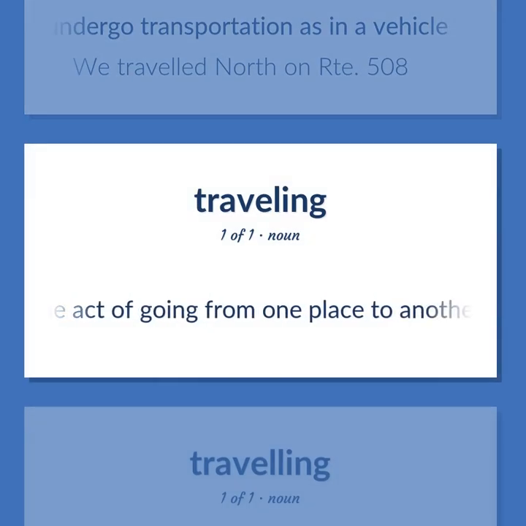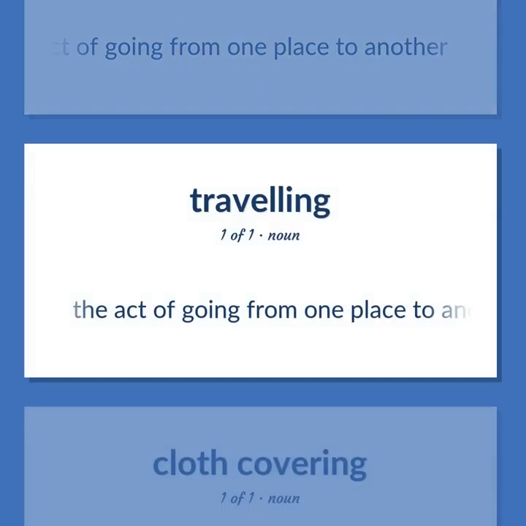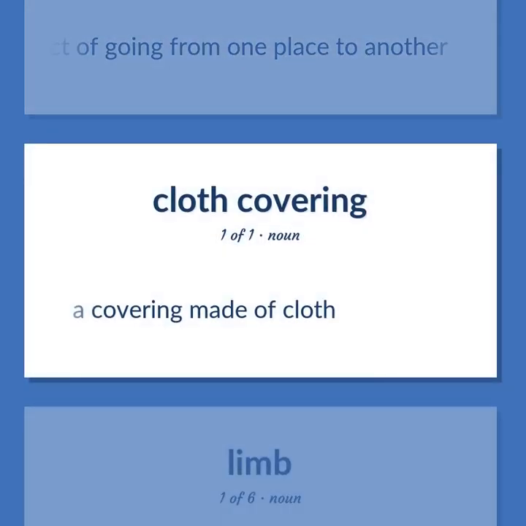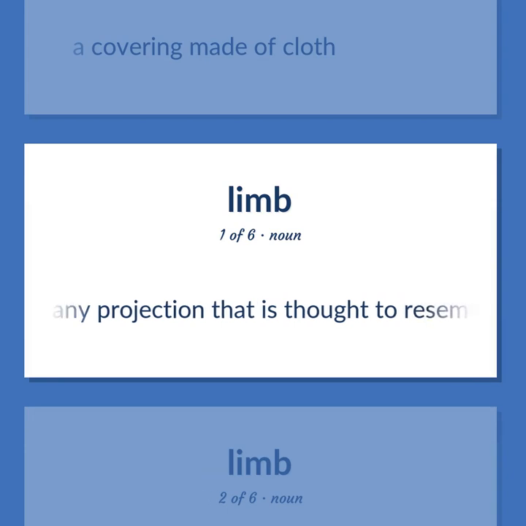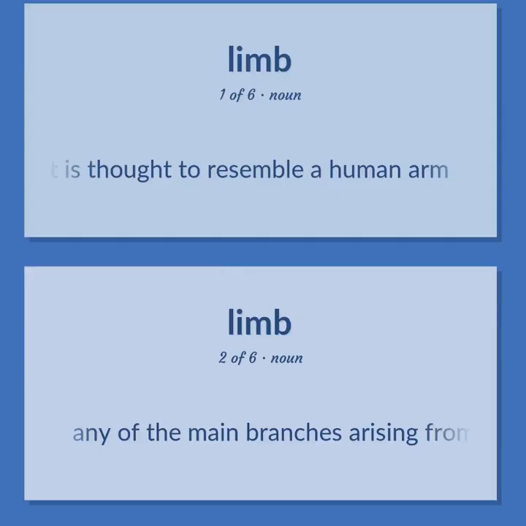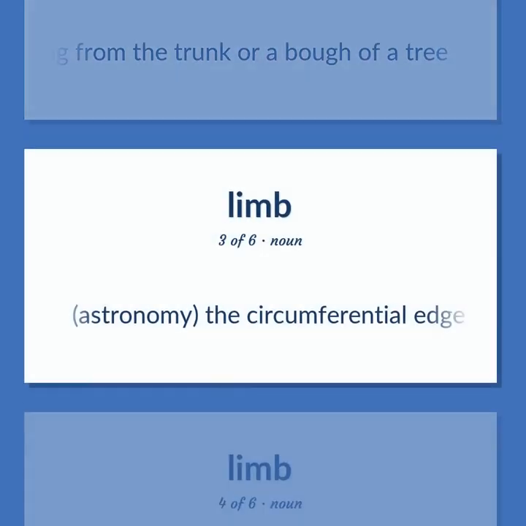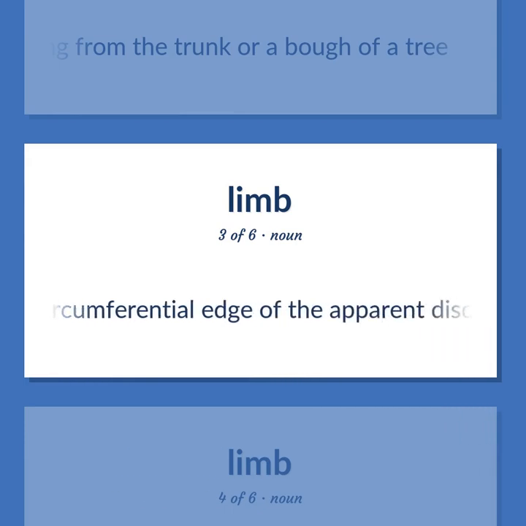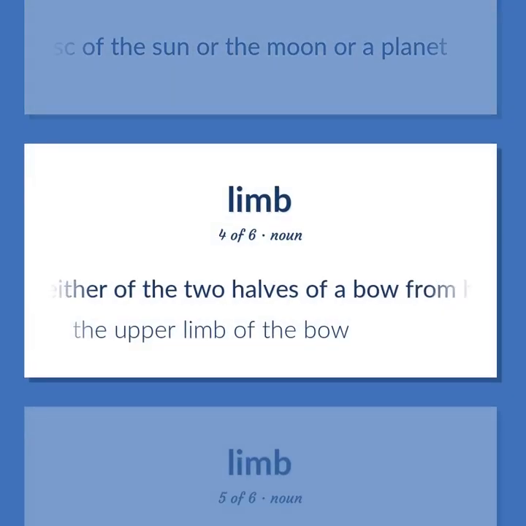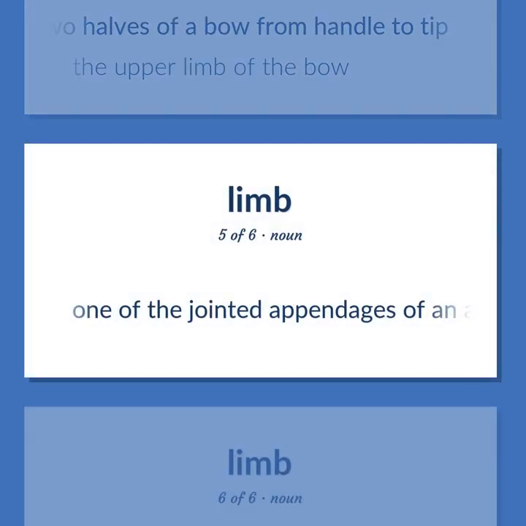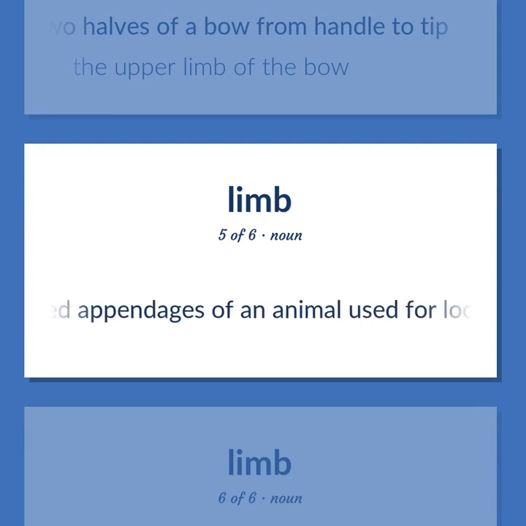The act of going from one place to another. A covering made of cloth. Any projection that is thought to resemble a human arm. Any of the main branches arising from the trunk or a bough of a tree. Astronomy, the circumferential edge of the apparent disk of the sun or the moon or a planet. Either of the two halves of a bow from handle to tip. The upper limb of the bow. One of the jointed appendages of an animal used for locomotion or grasping. Arm, leg, wing, flipper.